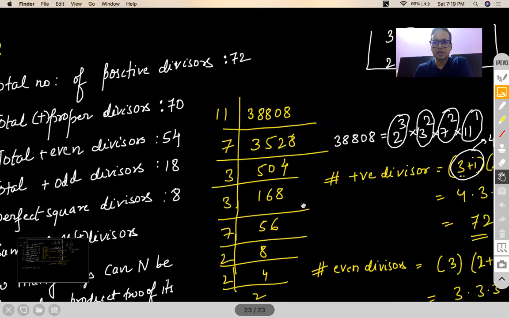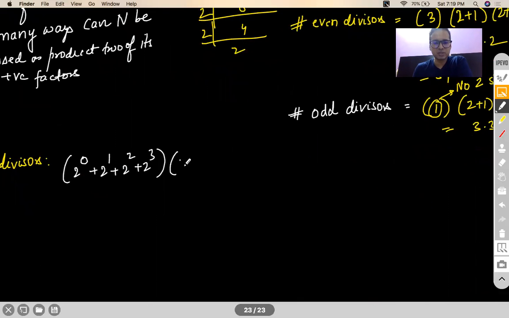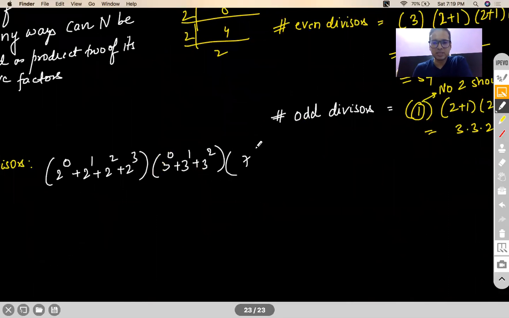Similarly, 3 is occurring 2 times. So 3 to the power 0, 3 to the power 1, 3 to the power 2. Similarly, 7 is occurring 2 times. So 7 to the power 0, 7 to the power 1, 7 to the power 2. 11 is occurring 1. So 11 to the power 0, 11 to the power 1. So basically 4 into 3 into 3 into 2. That's the total number of factors you'll get.